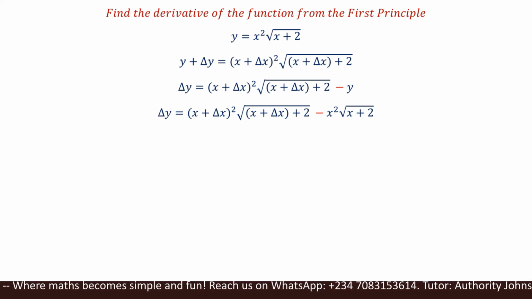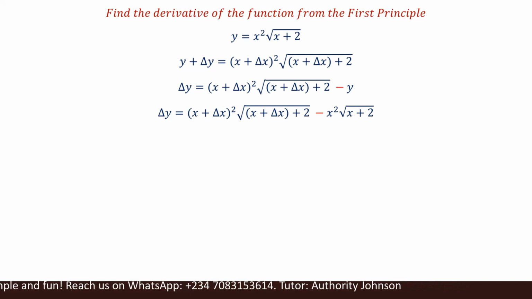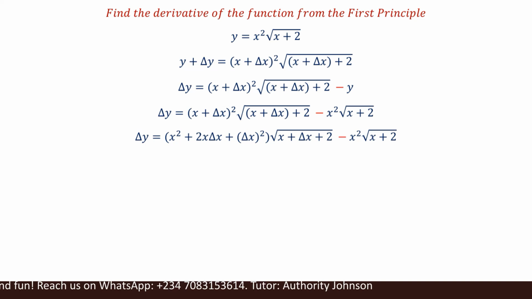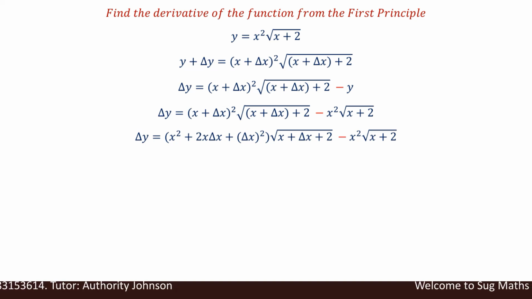Here that we have x plus change in x in bracket squared. Can we open it? Can we simplify it? It's going to give us two brackets. We are going to have x plus change in x times x plus change in x. So when we multiply it, we are going to have x squared plus 2x change in x plus change in x squared. Now we put this in bracket, then multiply by square root of x plus change in x plus 2 minus x squared square root of x plus 2.